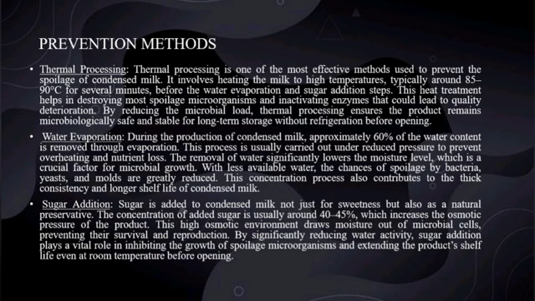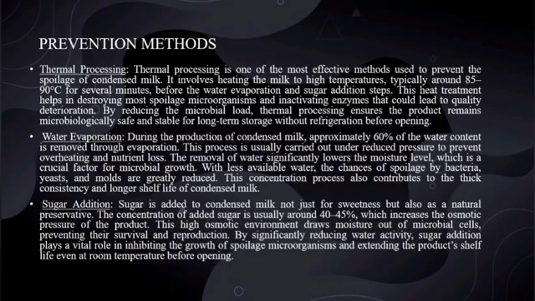Next is water evaporation. During the production of condensed milk, approximately 60% of water content is removed through evaporation. This process is usually done under low pressure to prevent overheating and nutrient loss. This removal of water significantly lowers the moisture level, which is a crucial factor for microbial growth. This concentration process also contributes to thick consistency and longer shelf life.